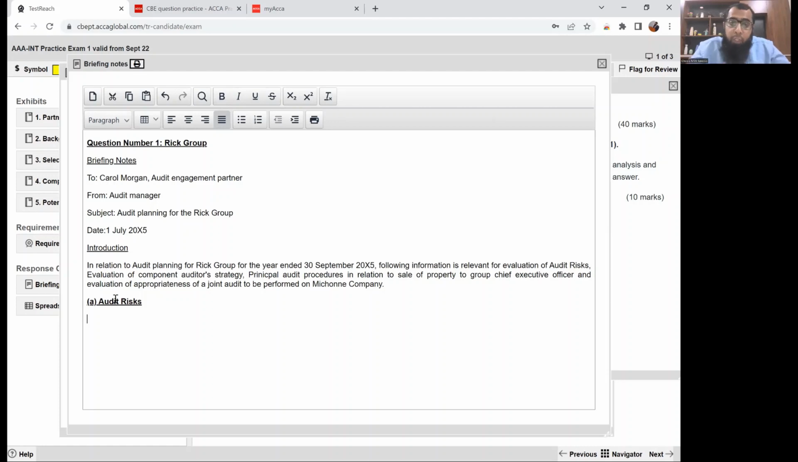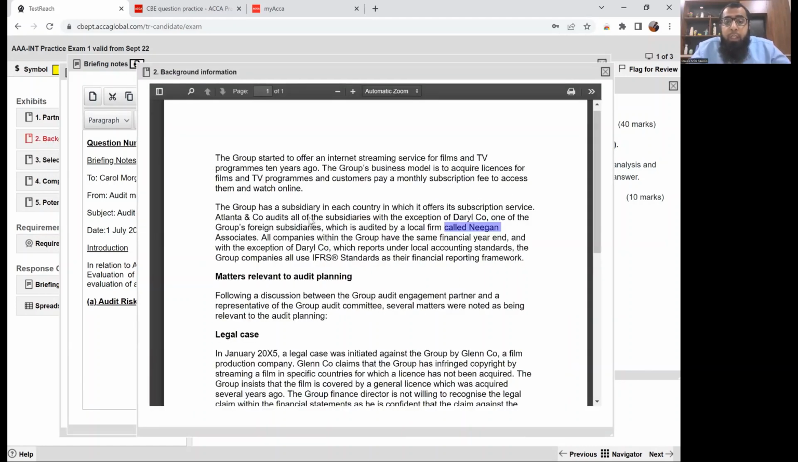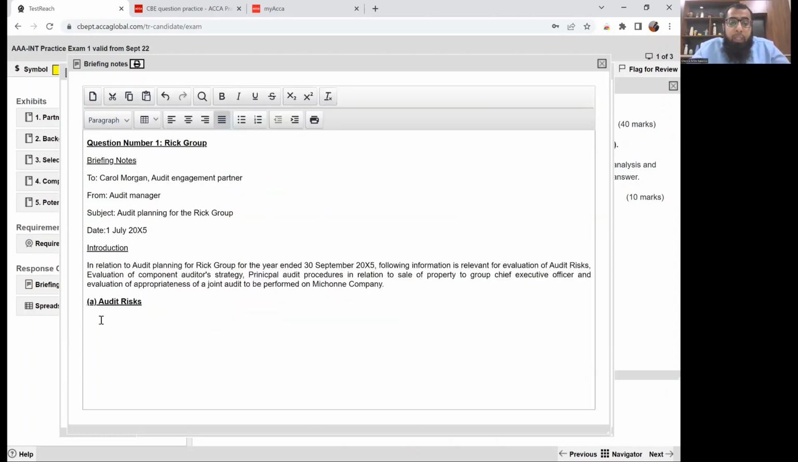Okay, so now we will start with each of the audit risks. Here, the first audit risk is where one of the group's foreign subsidiaries, with the exception of Darrell Company, is audited by a local firm called Negan Associates. So here we'll write the first audit risk, which is different component auditor.